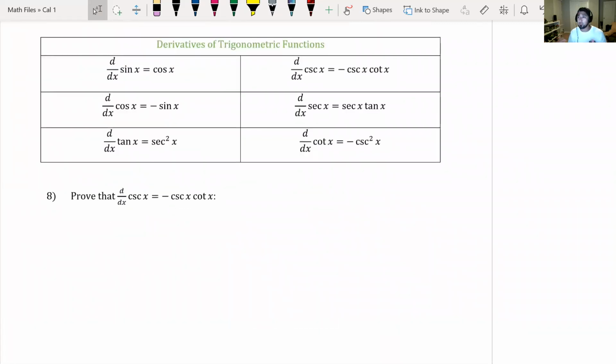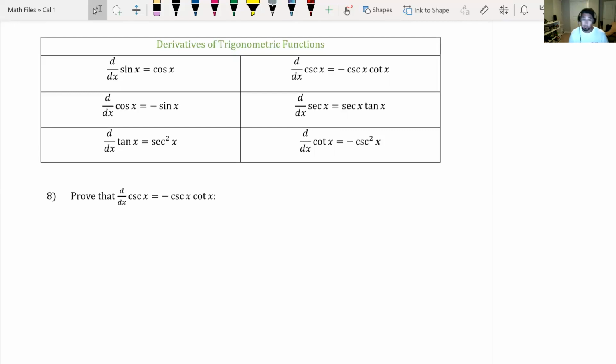Here is a lovely box for your reference of trig derivative identities. Derivative of sine is cosine. Derivative of cosine is negative sine. Derivative of tangent, we just proved, is secant squared. Derivative of cosecant is negative cosecant cotangent. Derivative of secant is secant tangent. And derivative of cotangent is negative cosecant squared. So our last problem is prove that the derivative of cosecant is negative cosecant cotangent.